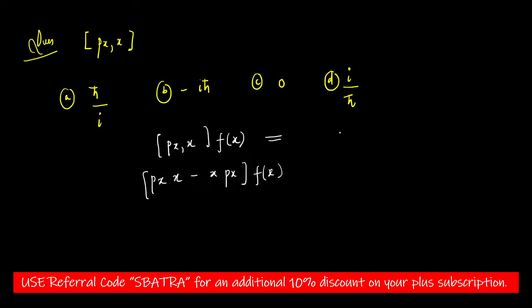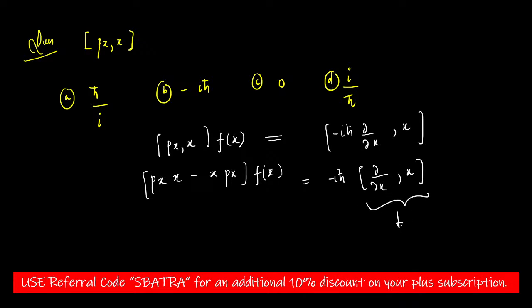So how can we open the structure? This would be minus i h cross del by del x into x, okay? So minus i h cross is a constant value, so we can take this outside. So minus i h cross, del x by del x, okay? So this is your value and this value would be 1, okay? We know this value would be 1. So the answer would be minus i h cross, okay? So the correct answer is option B, minus i h cross.